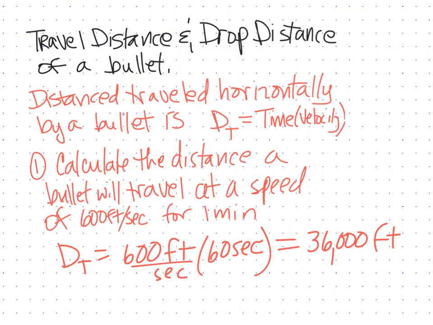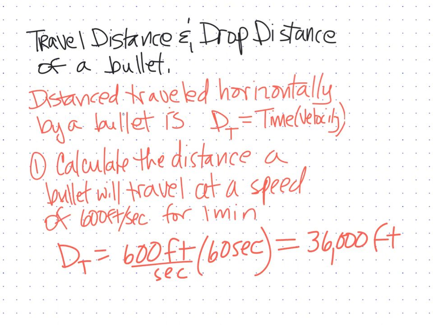The path a bullet takes is influenced by the distance that it travels, but also the distance that it drops based on how much gravity affects it. Let's first talk about the distance traveled horizontally. The distance traveled is equal to the time that it travels and its velocity.